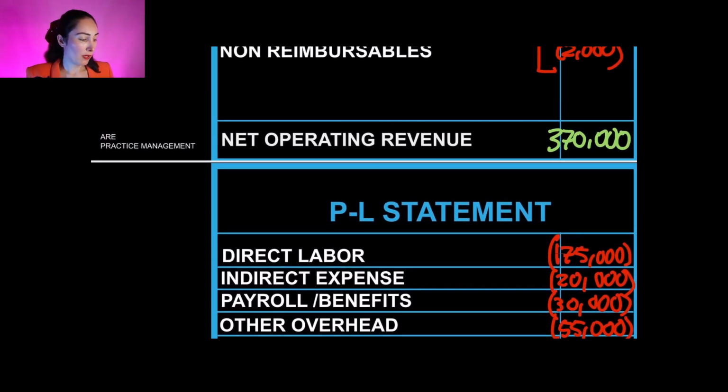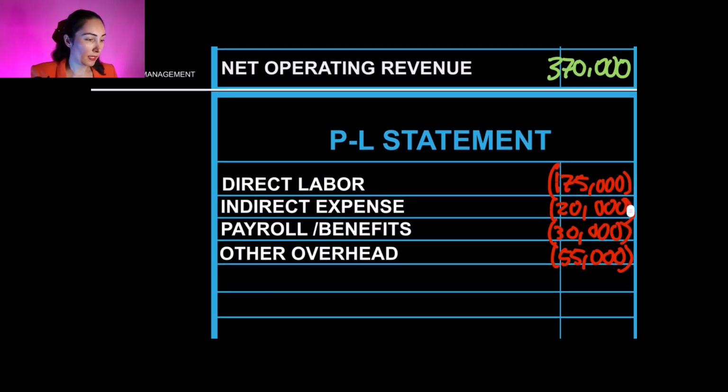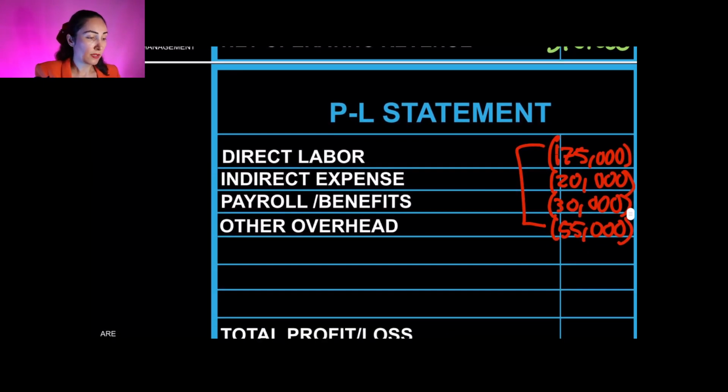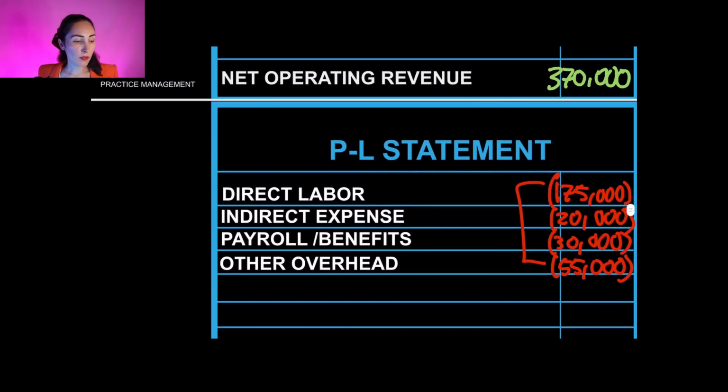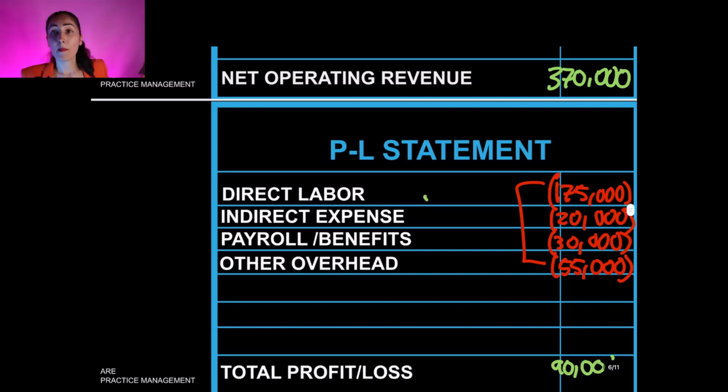This is the final number in the entire statement. Well, we simply take this $370,000 of net operating revenue and subtract all of these expenses from there. So let's do the math together real quick. That's $370,000 minus 175 minus 20 minus 30 minus 55. That equals $90,000. By the way, hooray, that is $90,000 of profit out of that initial $400,000 of total revenue.